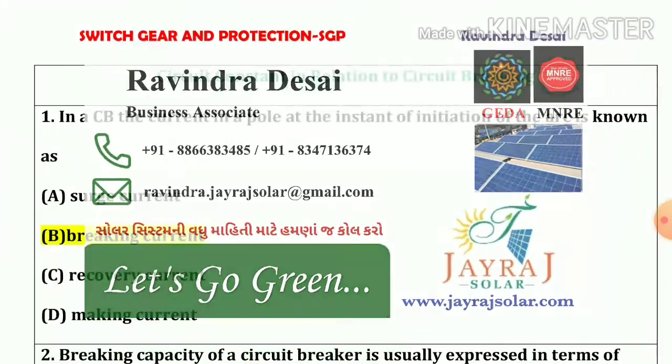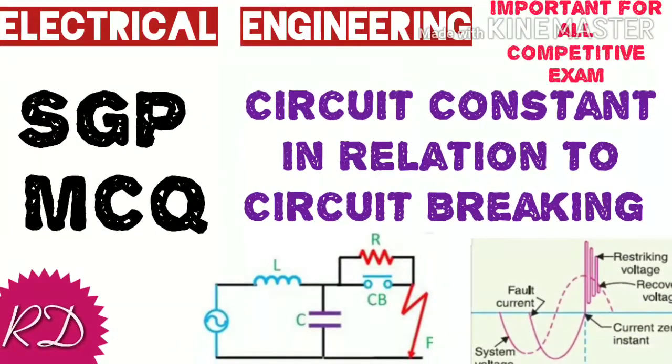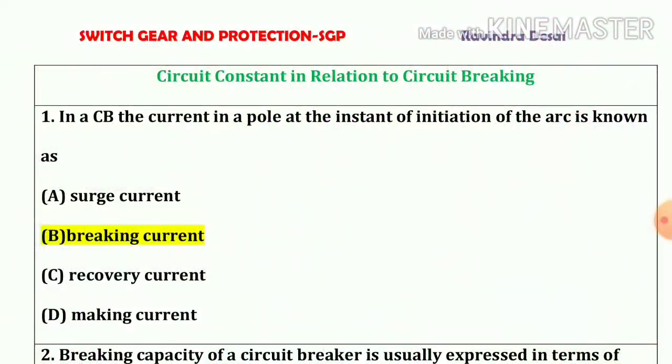Today we are going to discuss MCQs for the SGP subject. Question number 1. In a circuit breaker, the current in a pole at the instant of initiation of arc is known as breaking current. So our answer is breaking current.